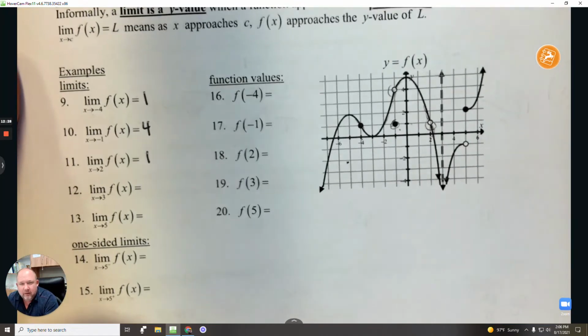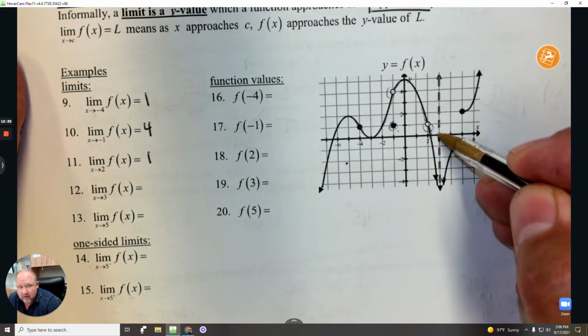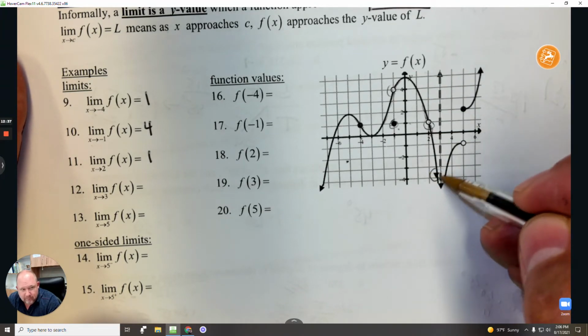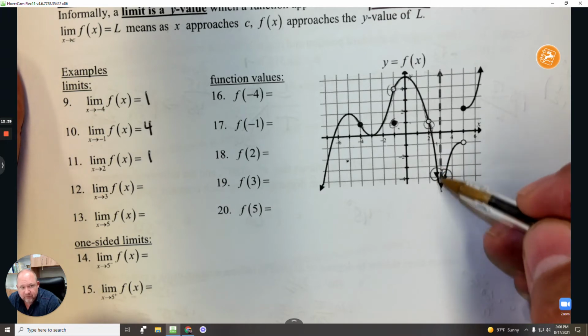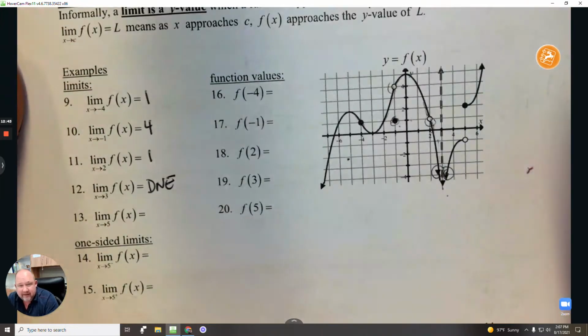For number 12, the limit as x approaches 3. Well, here we are at 3. There's an asymptote. So we can say it doesn't exist, or both go in the same direction. We could also say it approaches negative infinity. But I'm just going to say it doesn't exist at an asymptote.